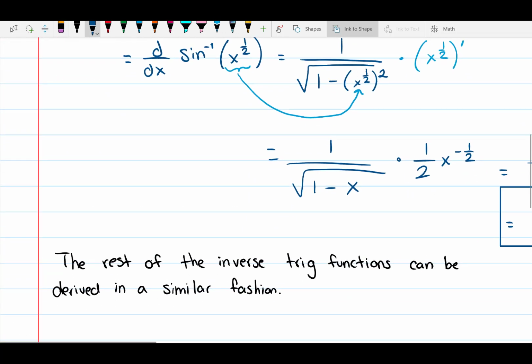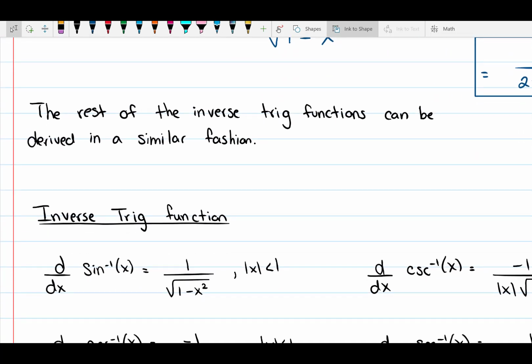Alright, next thing's next. So the rest of the inverse trig functions can be derived in a very similar fashion as we derived sine inverse. So if you would like to derive them or see a derivation of them, I can put another video up with the derivatives on there, or you can look on Khan Academy.